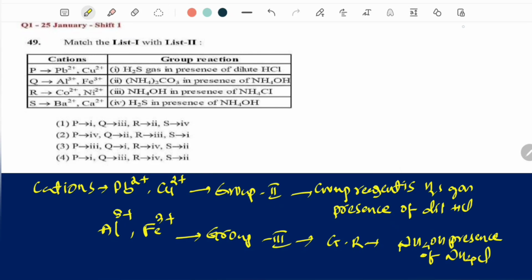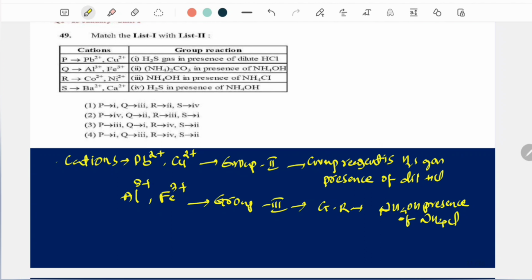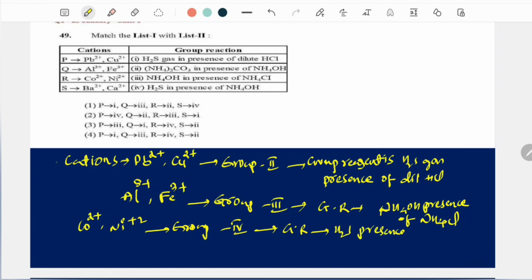Now coming to cobalt plus 2 and nickel plus 2. It is related to group 4. The group reagent is H2S in presence of ammonium hydroxide.